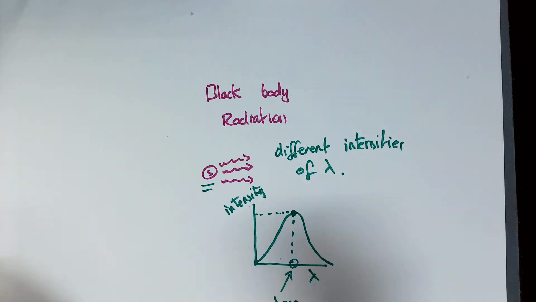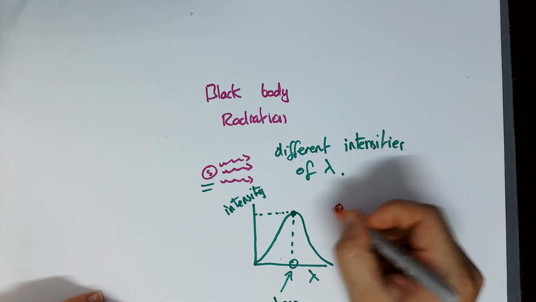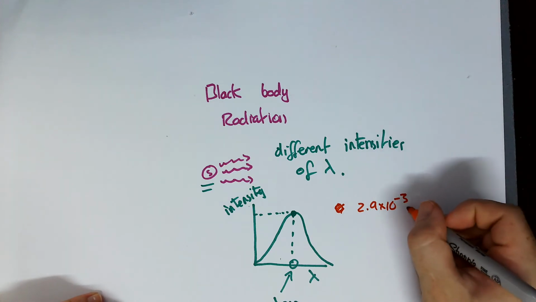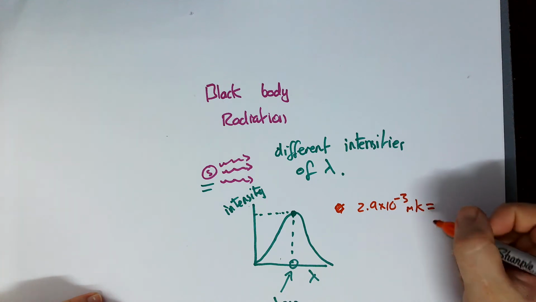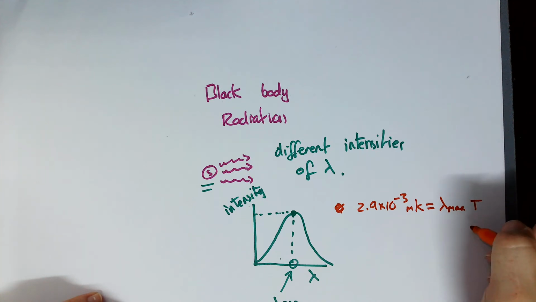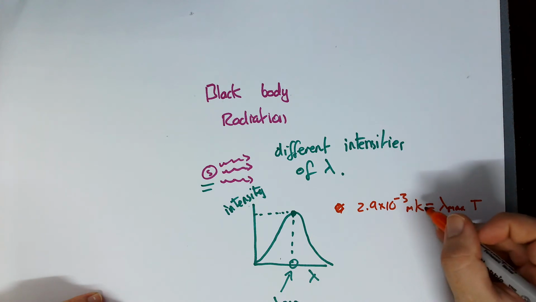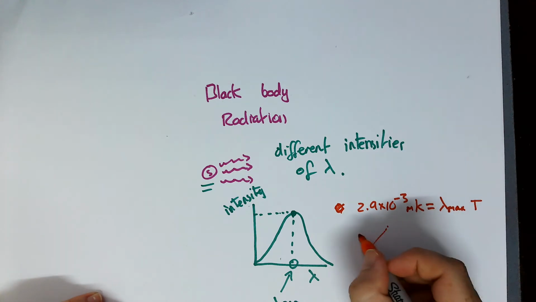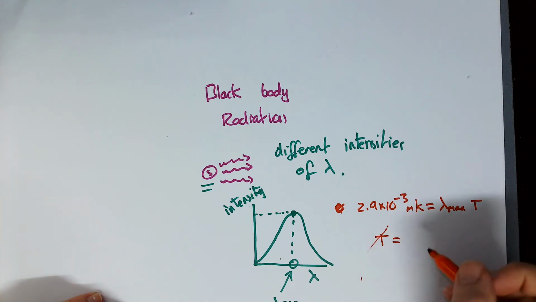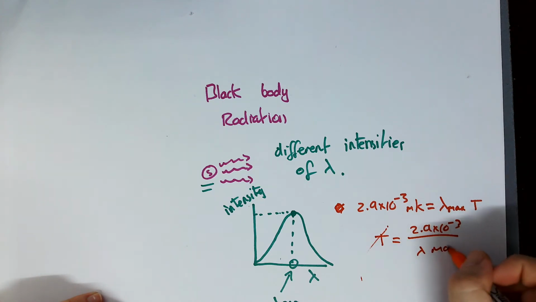And what's useful about this is that we can use this information to work out the temperature of this star. So the temperature of the star can be found using Wien's law. Wien's law is worked out as 2.9 times 10 to the minus 3 meters Kelvin is equal to lambda max times the temperature. Now the temperature is in Kelvin and lambda is in meters, hence meters Kelvin. So we can work out the temperature of the star by doing 2.9 times 10 to the minus 3 divided by lambda max.